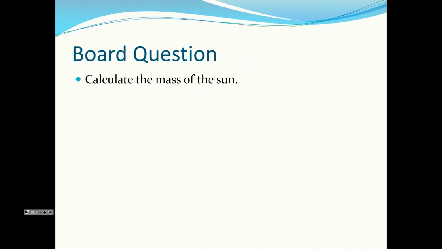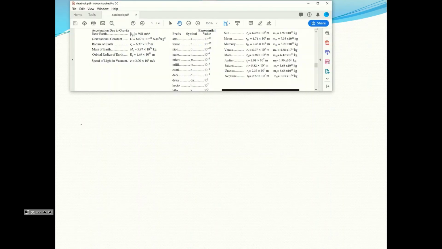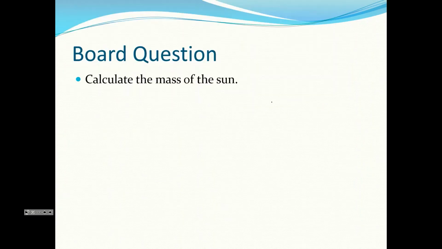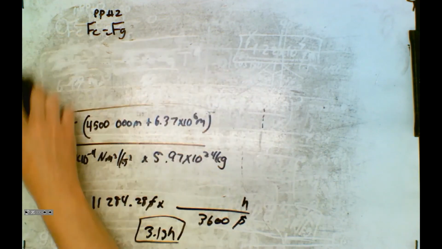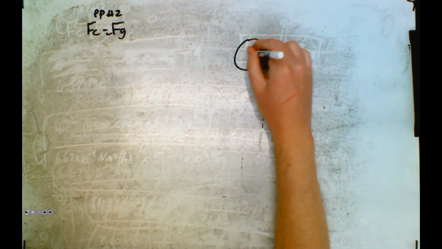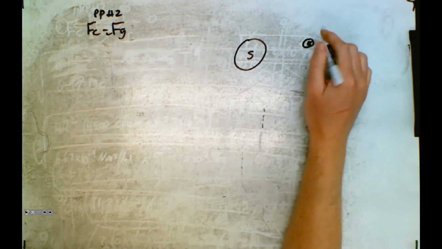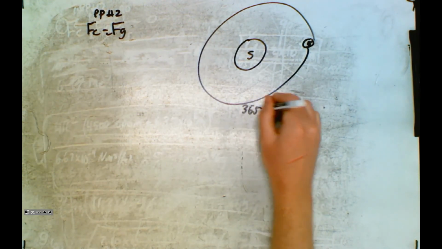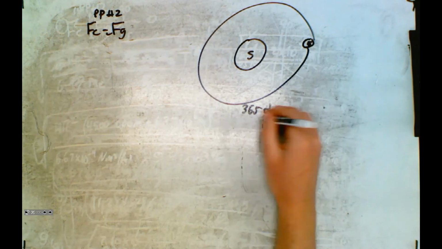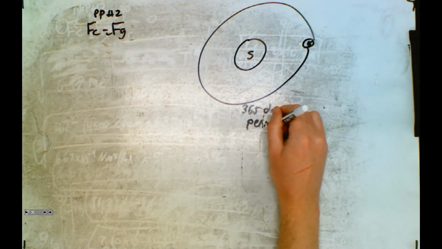So board question, final board question of the year, calculate the mass of the sun. That's all that's given. So remember, we know the mass of the sun here, so we can't just look there, but we're going to try to calculate it and see if we get close to that answer. So how do we know how to calculate the mass of the sun? Well, we have the sun, and we know that the Earth orbits the sun like that. How long does it take? 365 days. So 365 days is our period, right?